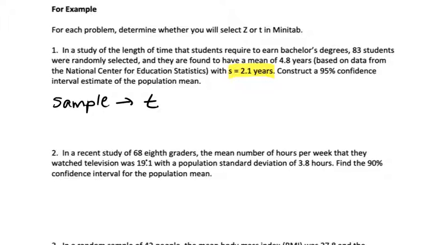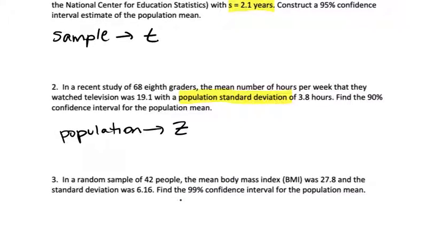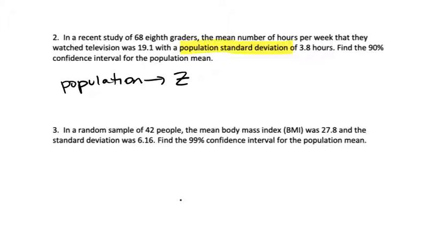Number 2 says, in a recent study of 68 eighth graders, the mean number of hours per week that they watched television was 19.1 with a population standard deviation of 3.8. So we have population standard deviation, population means we're using Z. And it'll make a little more sense what we do with the actual T and Z when you watch the video of how we're doing this on Minitab.